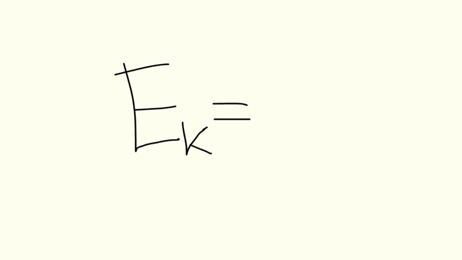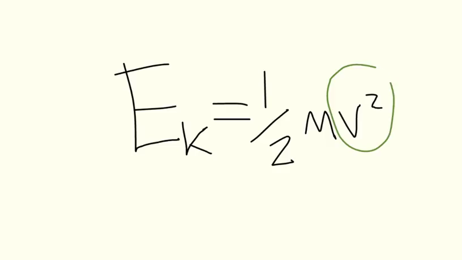Okay, let's try the derivation of kinetic energy. That's what we need to know. So EK, the kinetic energy, equals half mv squared. What I need you to do is look at this and think v squared to start with, because that's going to be our first step in our thinking.